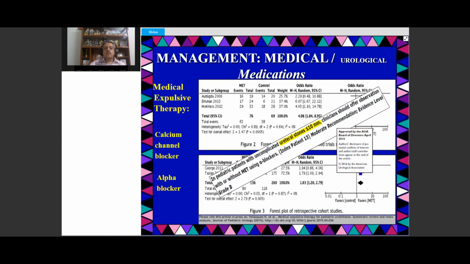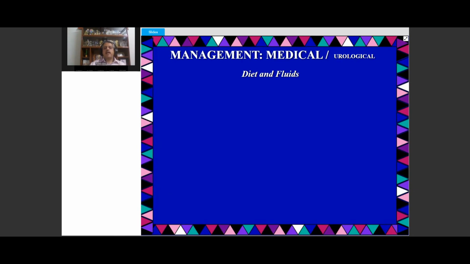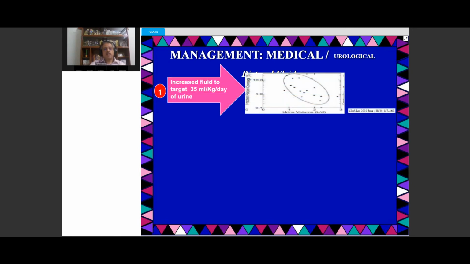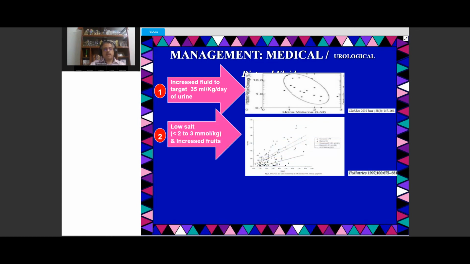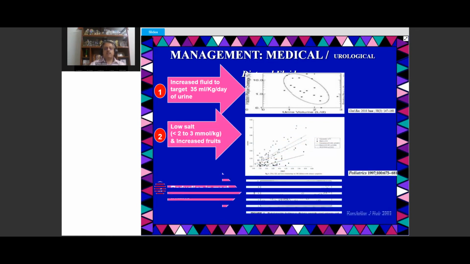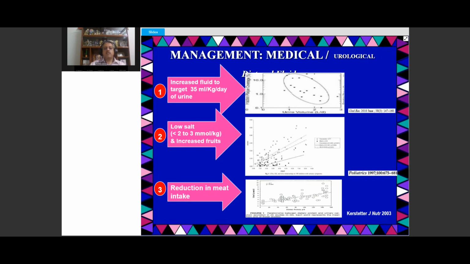Now, I often say diet and fluid are medication, and that's how I try to convince my family that maybe I'm not giving that much medication. We now have strong evidence that increased fluid helps, low salt helps, increased fruits help by increasing potassium, and reduction in meat intake also helps. All this will result in a lower amount of stone. Avoiding oxalate-rich diets and sugary drinks is also useful.